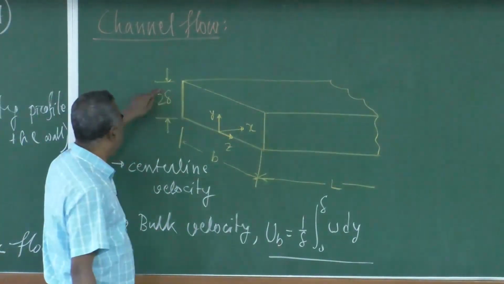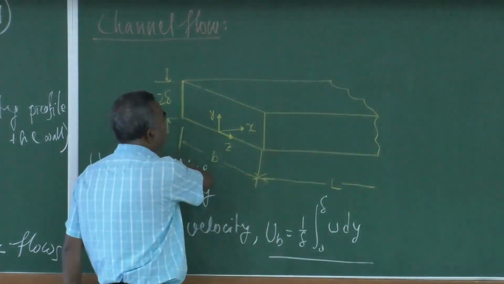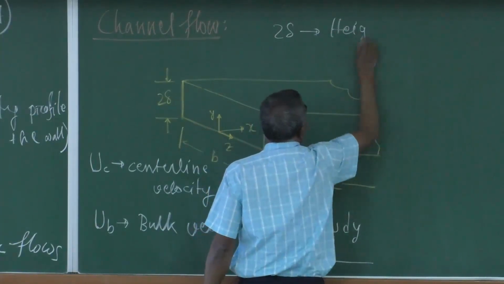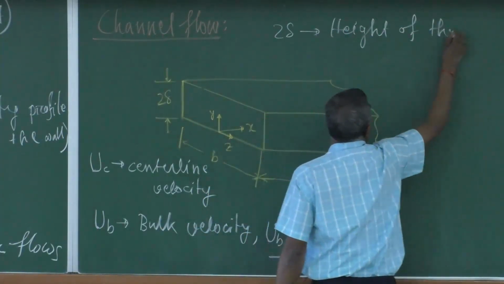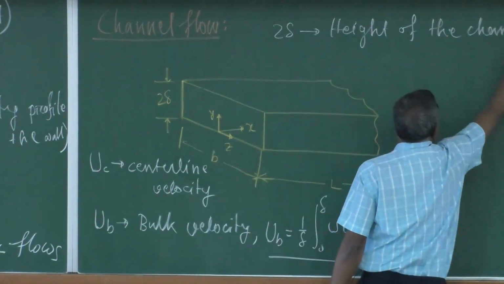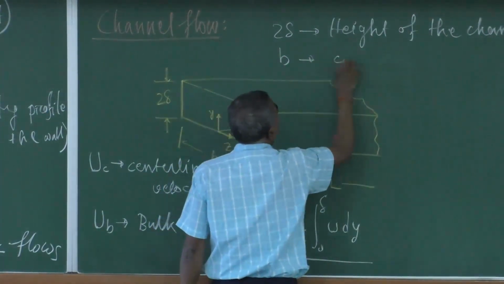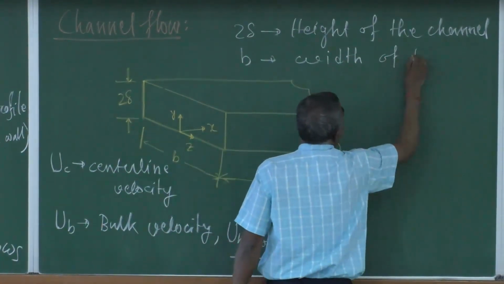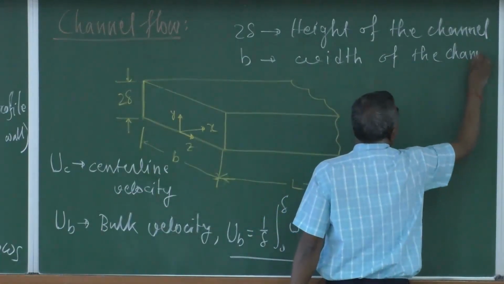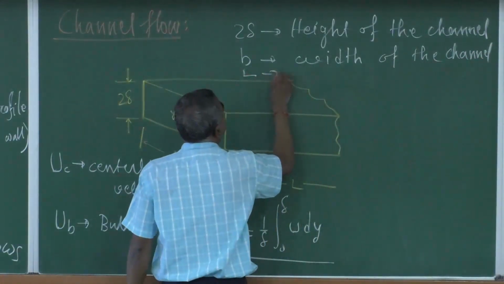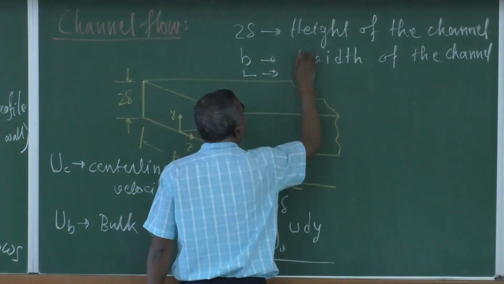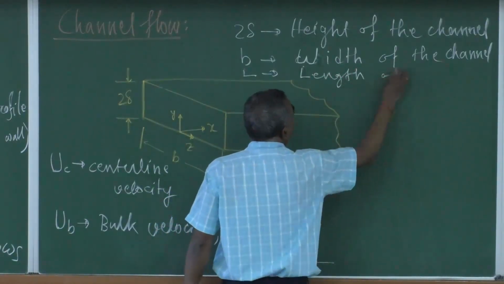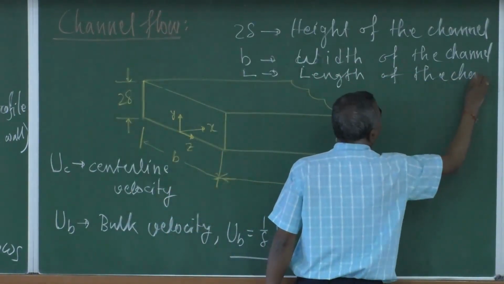And 2 delta is the height of the channel, b is the width of the channel, and L is the length.